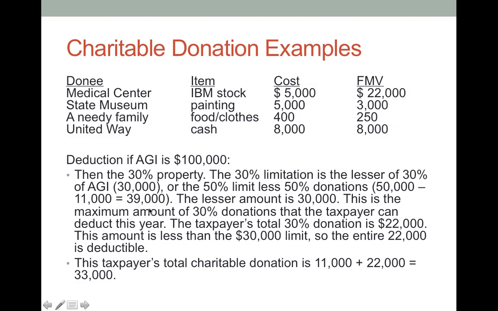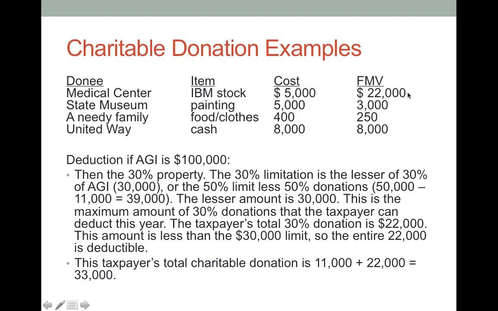So this amount, our 50% limit minus our 50% donations, is going to be $39,000. We want to take the lesser of these two amounts, and the lesser of $30,000 or $39,000 is $30,000. So this $30,000 becomes the maximum amount that we could deduct for our 30% property. Okay, so that's the maximum. We only have one item that's considered 30% property, and that's the IBM stock. That's capital gain property, and the stock is our only capital gain property.